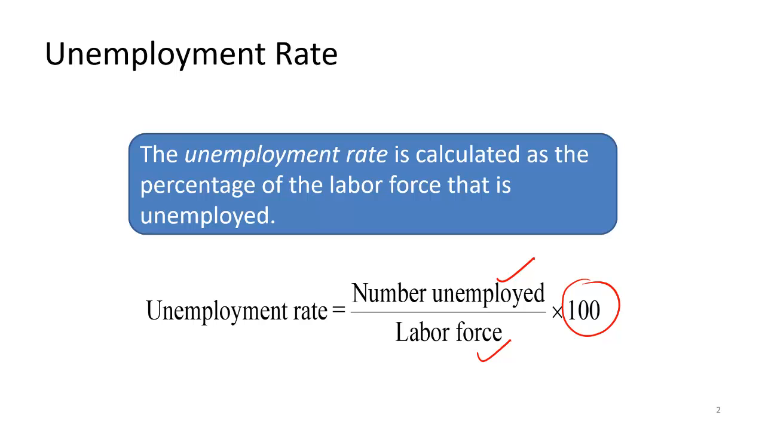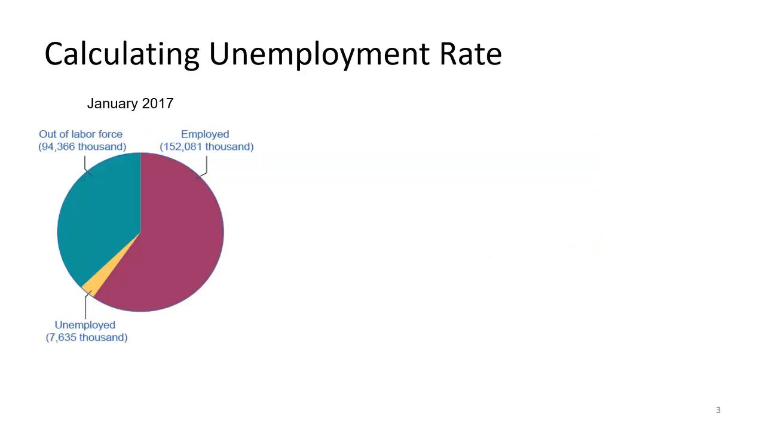So let's do some exercises using this concept. This is the data I have shown you previously. It's the labor market in January 2017. We have about 152 million employed, around 7.6 million unemployed, and about 94.3 million who are out of the labor force. To calculate unemployment rate, we first need to calculate the labor force.